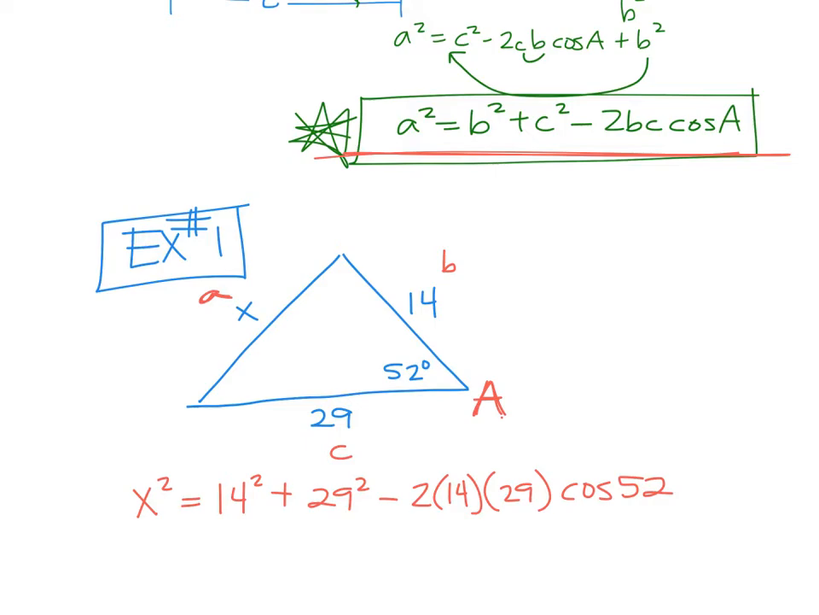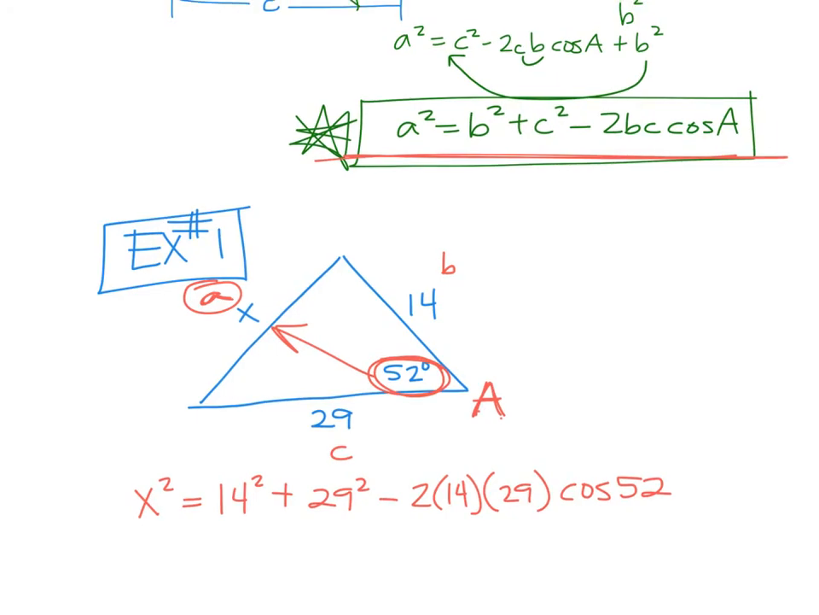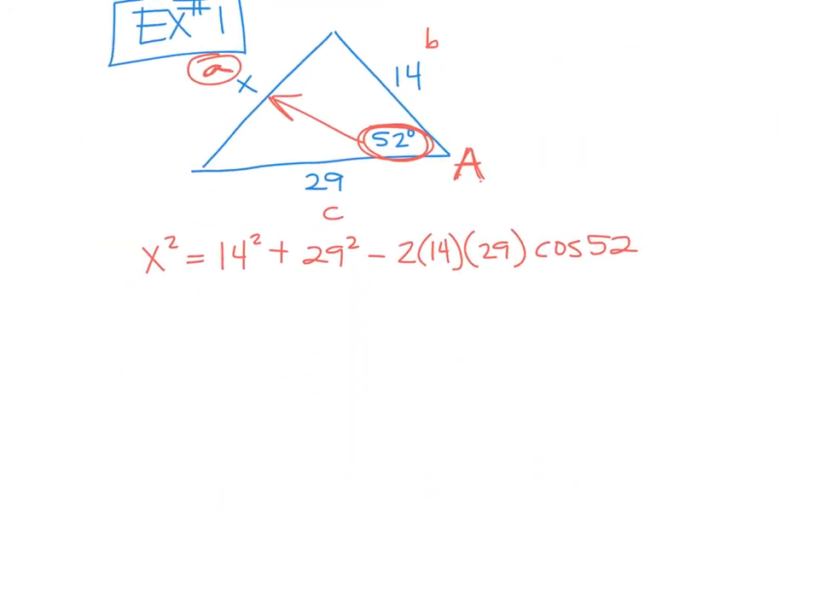Just plug everything into that formula in the green. And that's the answer. Once you simplify, we want to solve for x. The capital A is always the angle, and across from it is always the lowercase a. So lowercase a is always across from the capital A, and B and C are interchangeable.